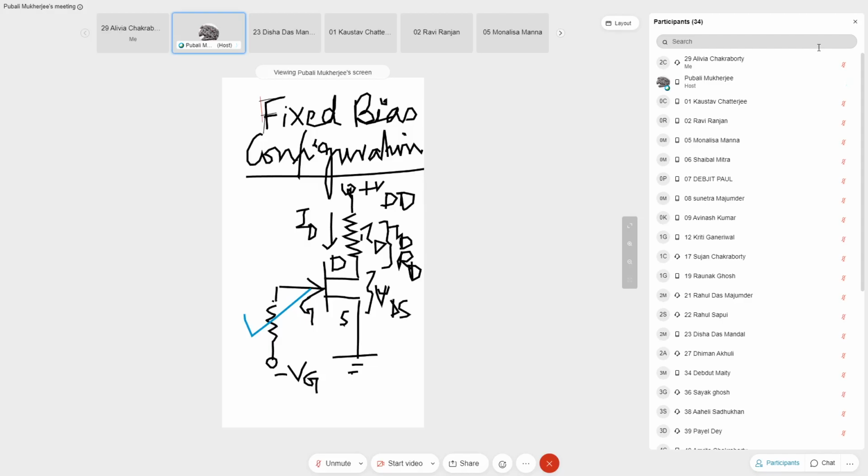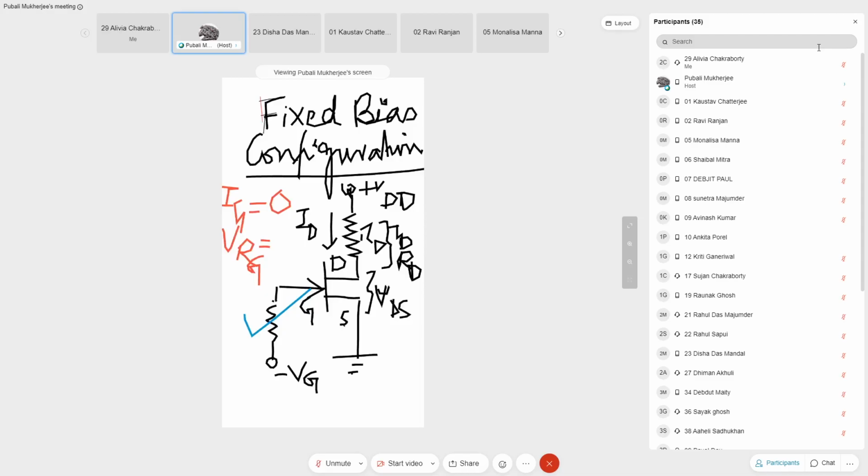So let me write it down here. IG equal to 0. So what is the voltage drop across RG? The voltage drop across RG, VRG, is IG into RG. This is the IG current flowing through RG. Okay, so that is 0.